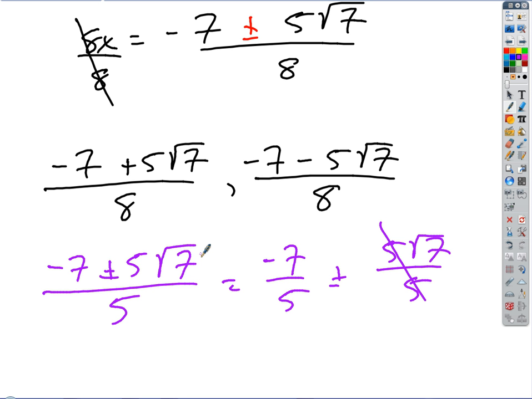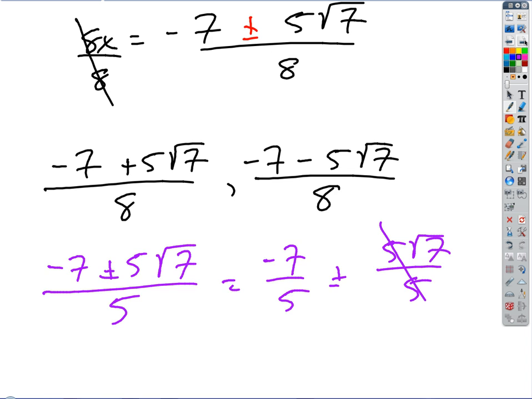You see the difference? If it was the 5 on the bottom instead of the 8, if you leave it as a common denominator, you can't go any further because I can't cancel any part of the 5 with the 7. So the answer is -7 plus or minus 5 root 7, all over 5, is fine. If I split it apart though, I would have to cancel those 5s in the second term. It's not a huge issue, but you see the difference there?